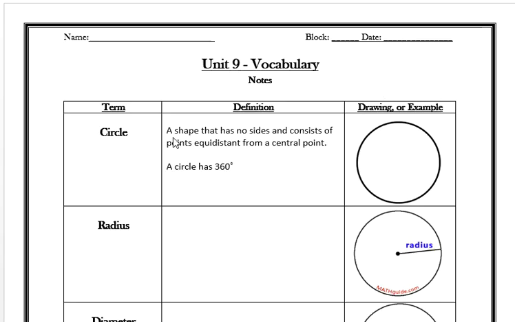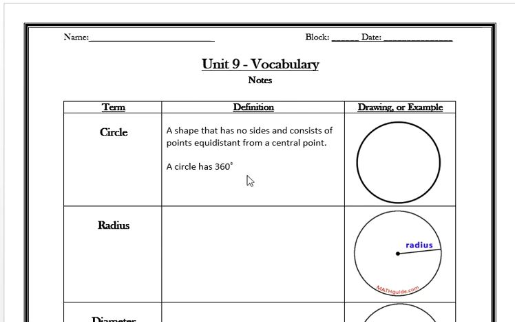So the first important term we have to look at is circle. Obviously, a circle is the main thing we're looking at. You can see a picture of a circle right here. Our definition is that it's a shape that has no sides. As you can see, it has no sides because it's all curves. And it consists of points equidistant from the central point. So if we have a central point, every point on the circle is an equal distance away from the center. That's what makes it a circle.